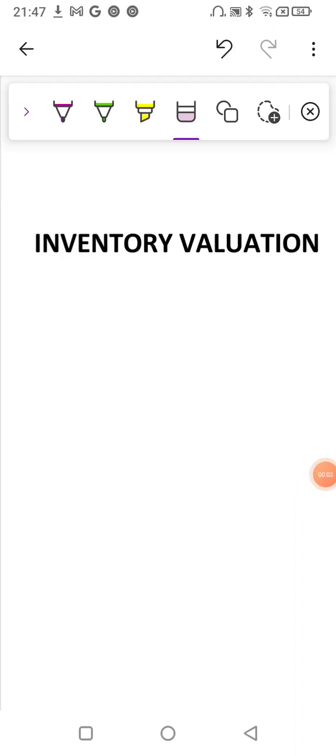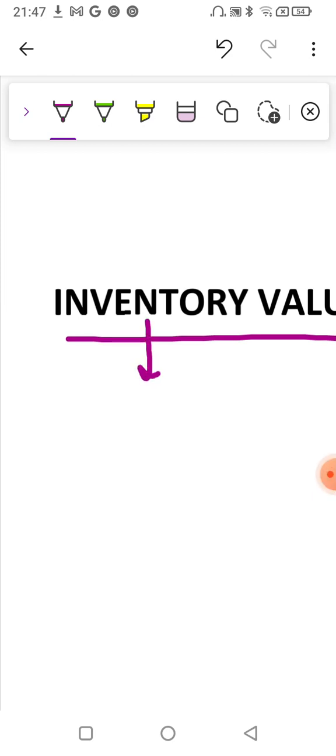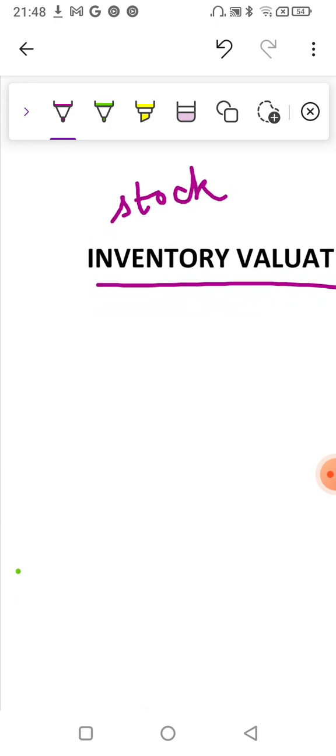Today's topic is inventory valuation. Inventory means stock. Stock can be valued in different ways, and first we have to understand why stock is valued. Stock is valued because, at the end of the year, you have to find out the amount of stock remaining with you. That is the closing stock, because it forms a part of your assets. In order to tally the balance sheet and find out the total assets, we have to value the inventory, and that is why inventory valuation is done.